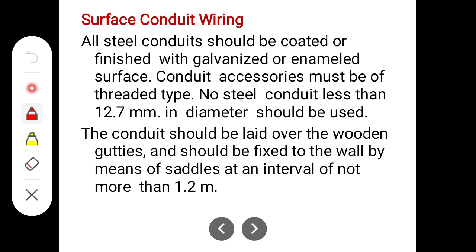So here's the surface conduit system. All steel conduits should be coated and finished with a galvanized enamel coat. These conduit accessories must be threaded type, because when we're placing the bulb holders and junction points, we need the threading. No steel conduits less than 12.7 mm should be used.